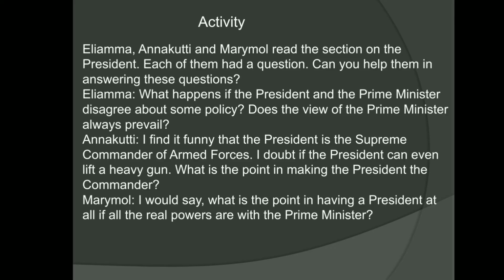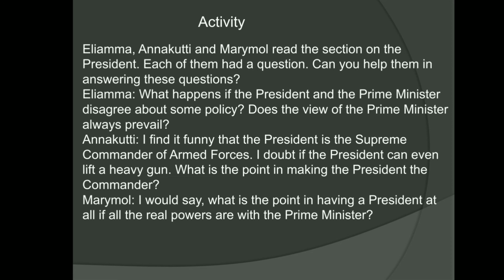Okay, now try to do this activity. Eliama, Annakutti, and Mary Mole read the section on the president. Each of them had a question. Can you help them in answering these questions? The question asked by Eliama: What happens if the president and the prime minister disagree about some policy? Does the view of the prime minister always prevail? Give an answer based on what you have understood.